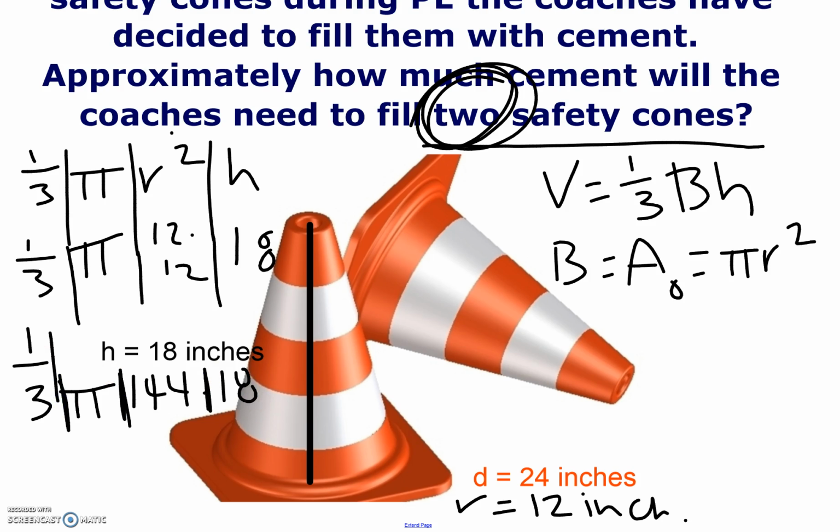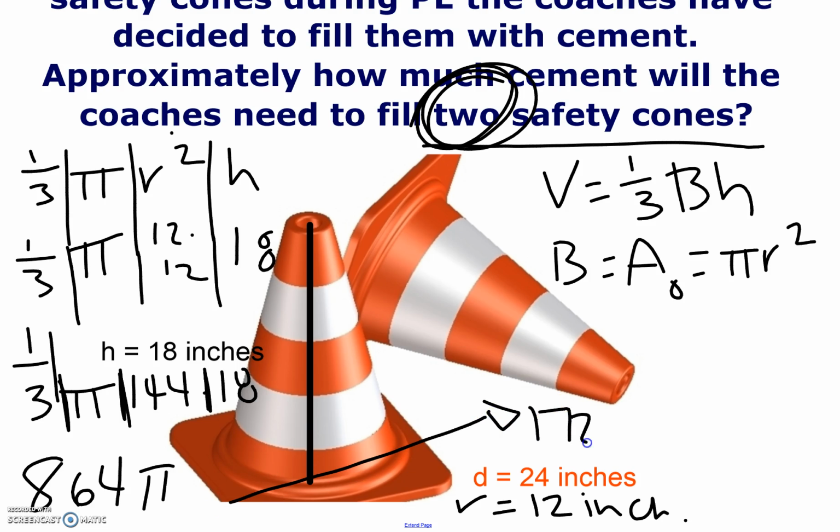So go ahead and stick that in the calculator. 1 divided by 3 times 144 times 18. You get 864 pi. But I know that I need to multiply it by 2. So times 2 equals 1728 pi. And if I needed it in decimals, that would be about 5,428.67.